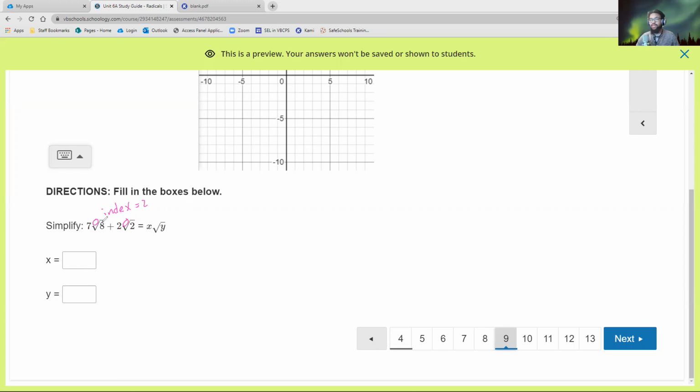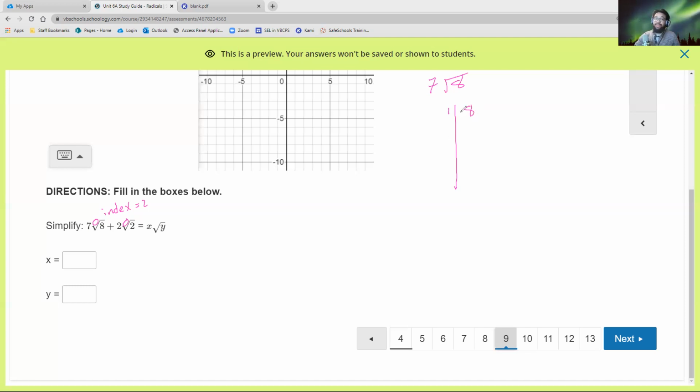But this one here, this square root of 8, 7 times the square root of 8, that one we can simplify. All right, so we've got 7 times the square root of 8. My first step, let's draw my line and go ahead and write out 1 and 8.